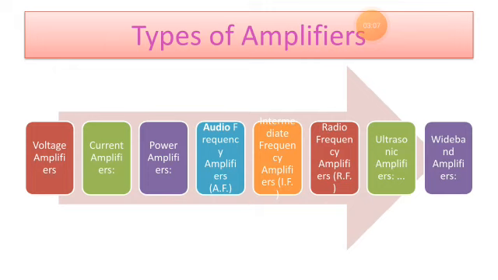In this part, we have to study different types of amplifier: voltage amplifier, current amplifier, power amplifier. If it amplifies voltage, then it is a voltage amplifier. If it amplifies the input current, then it is a current amplifier. In this way, there are different types of amplifiers: audio frequency amplifier, intermediate frequency amplifier, radio frequency amplifier, ultrasonic amplifier and wide band amplifiers. The second part of this unit is oscillator.